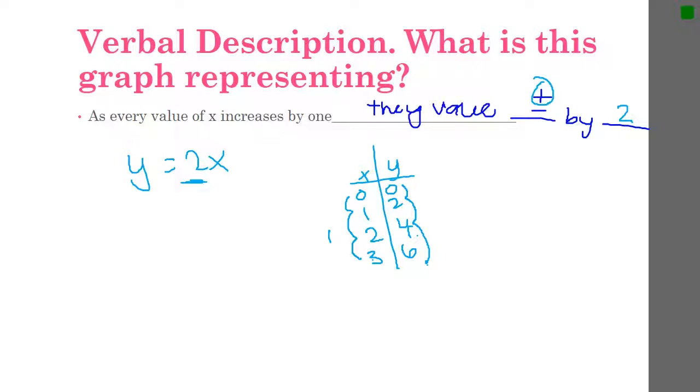So I could do this knowing my rule. I could say, okay, well, what about when x is 10? Well, I know that my rule is doubling. So if x is 10, y is going to be 20. If x was 50, y would be 100 because I know that my slope is 2, and that means my y values are double my x values.